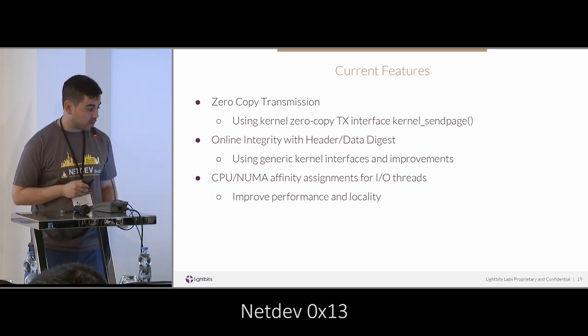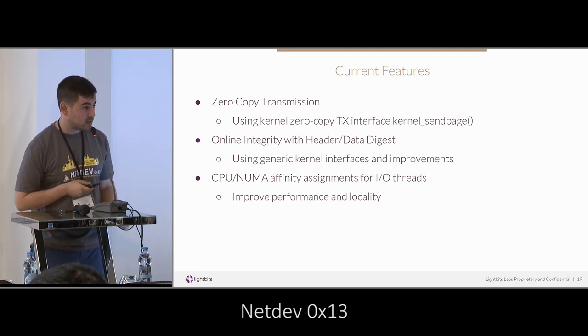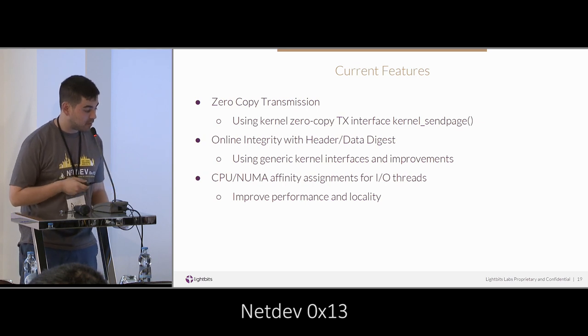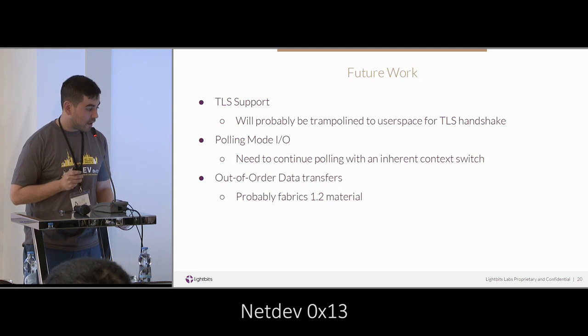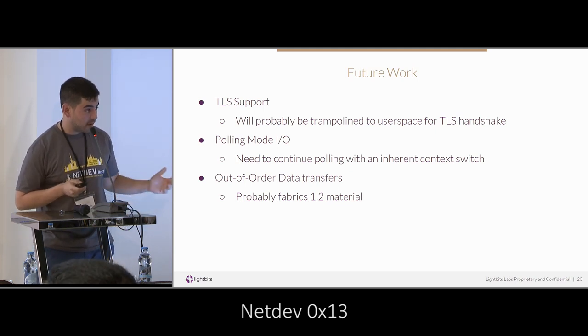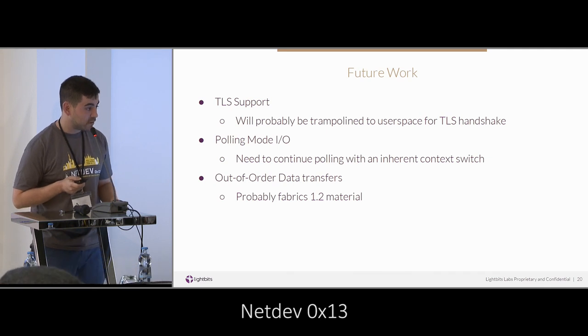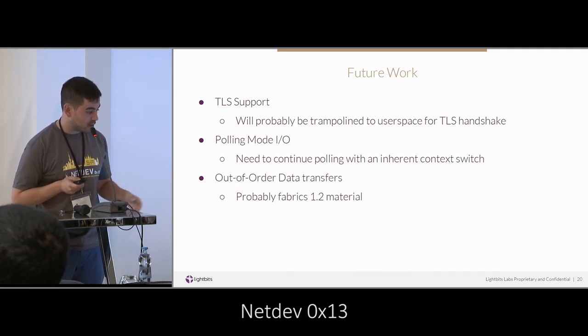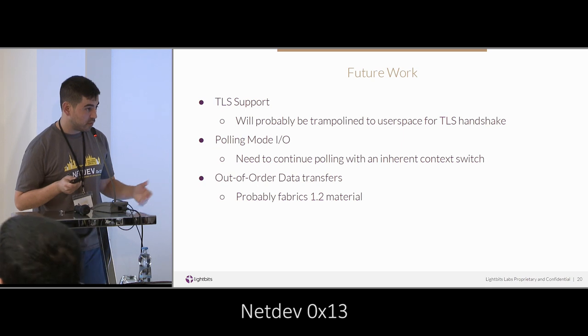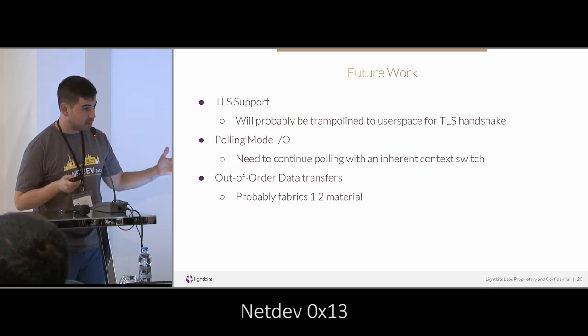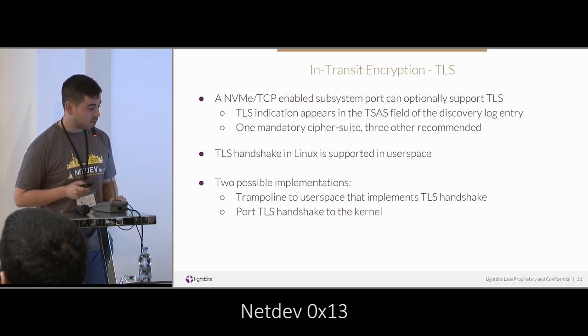As mentioned, the current features today in the kernel are zero copy transmission, so we are not copying on the TX. We do online integrity with header and data digest, and we have CPU NUMA affinity assignment for the IO thread. Future work will be TLS support. We want to add encryption support; we have it in the standard. Polling mode IO is currently not implemented, nor are out of order data transfers from the controller to the host.